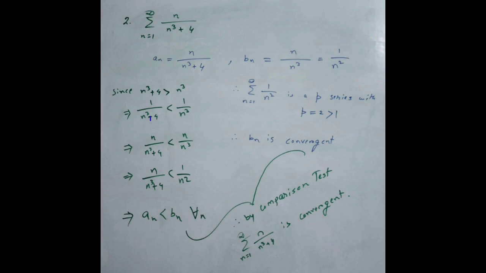So we can say a_n is less than b_n for all n. By these two conditions, we can say that the given series is a convergent series.